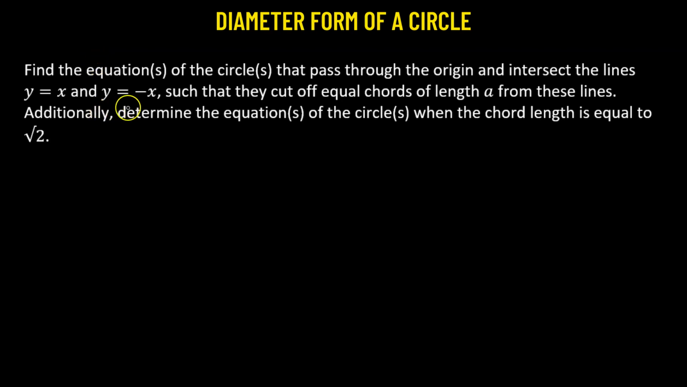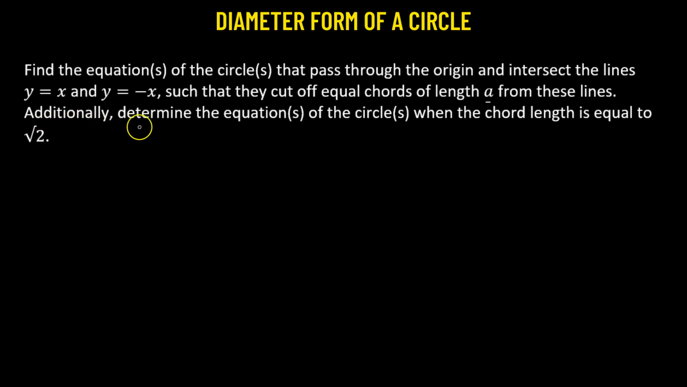So in this problem, we need to determine the equation of a circle that passes through the origin and intersects the lines y equals x and y equals negative x, such that they cut off equal chords of length a units from these lines. Fine. Well, we need to find out the equation of the circle.